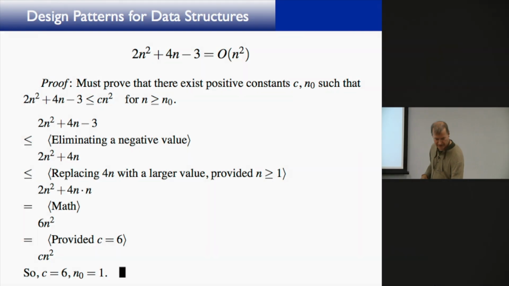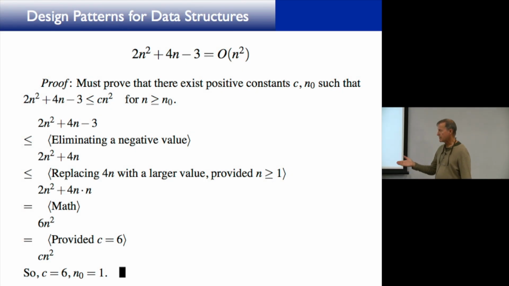Are you with me? Because look, n is a measure of how big the problem is. So n could be the number of data values that you're sorting, and you can't have a negative number of values. You see what I'm saying? So that's why this includes the positive. Okay, and so our conclusion is we have proved that if c equals 6 and n naught equals 1, then 2n squared plus 4n minus 3 is less than or equal to cn squared. And there are those positive constants, so they exist. We show by construction that those constants exist.